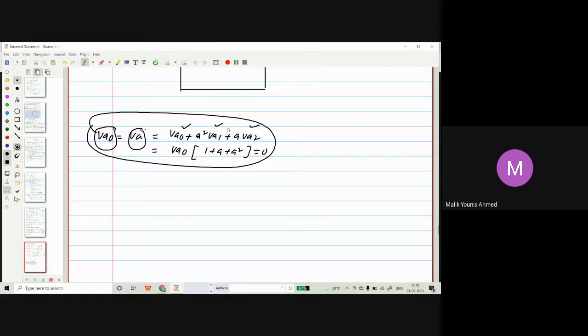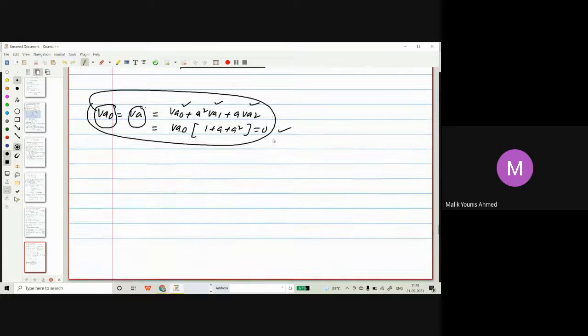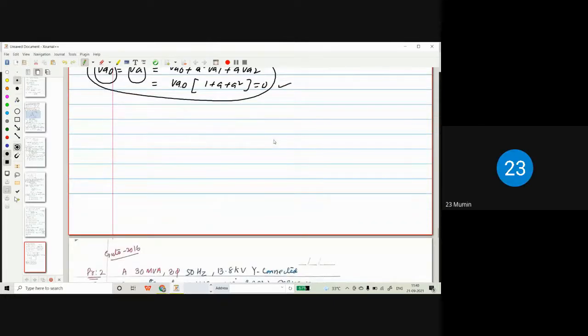Now all the sequence voltages are the same in either case. So we can take VA naught common, and 1 plus, in either way we are getting it zero. Are you getting me right now or not? Yes sir. In either way, whether the value VA naught is equal to VA1 is equal to VA2 is equal to VA, fine, we can get that value. There's no problem.